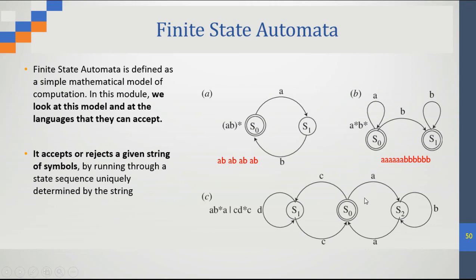So the language here is starting with A or starting with C, and then repetition of P, ending with the same letter, A or C, or a collection of these two strings. So an example is A, repetition of P, and then A, or C, repetition of P, and then C, or a mix of these two strings.